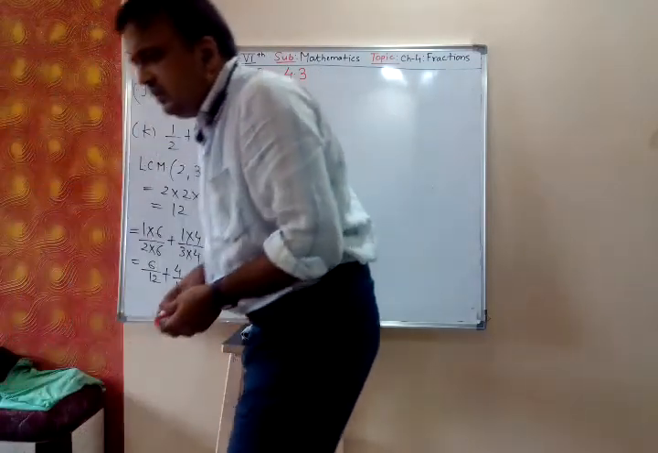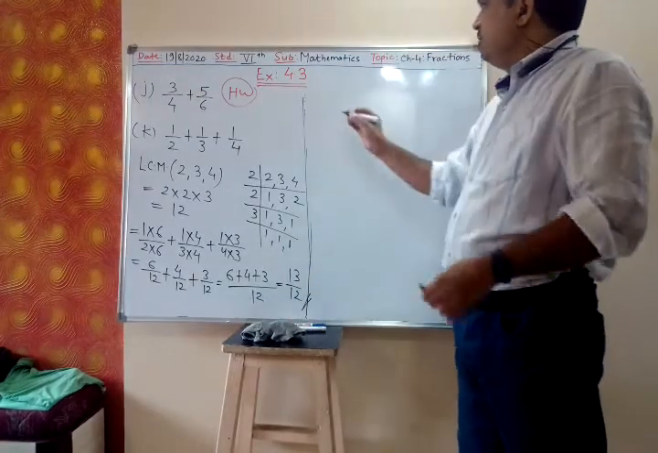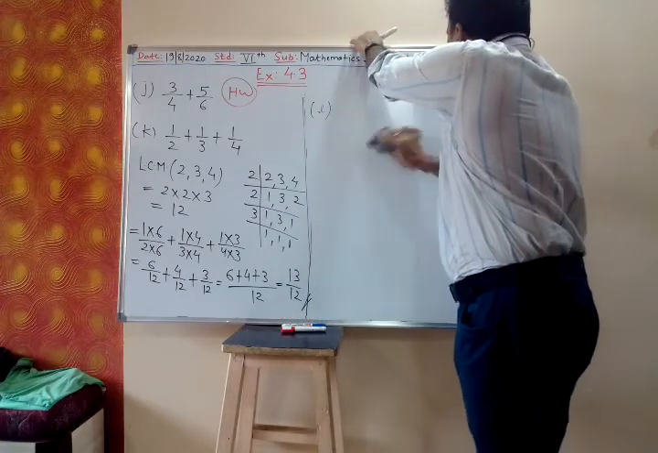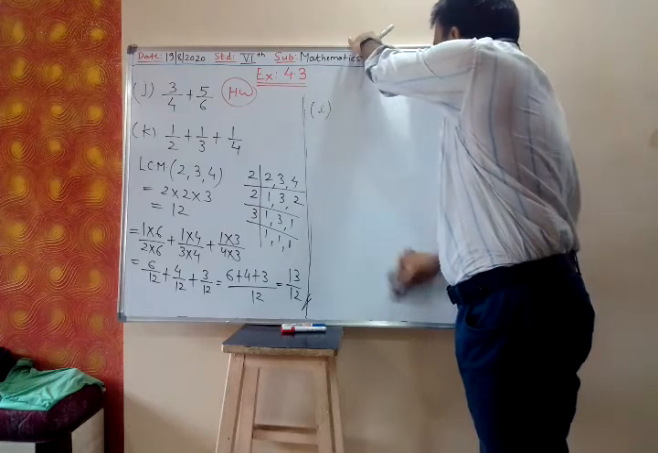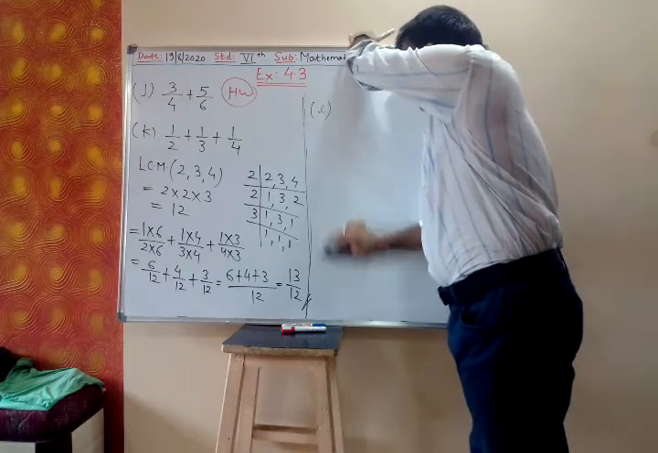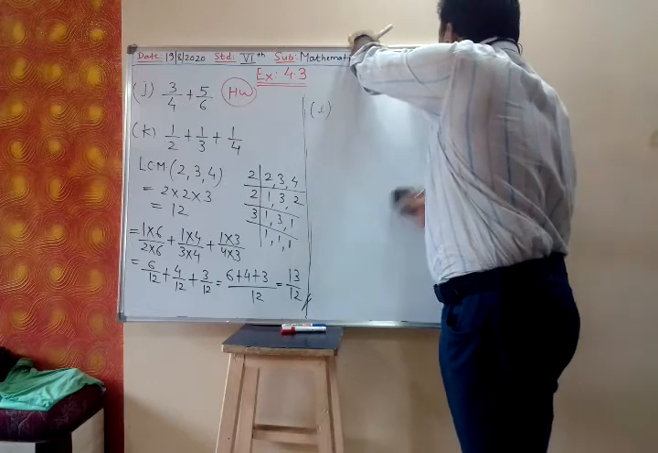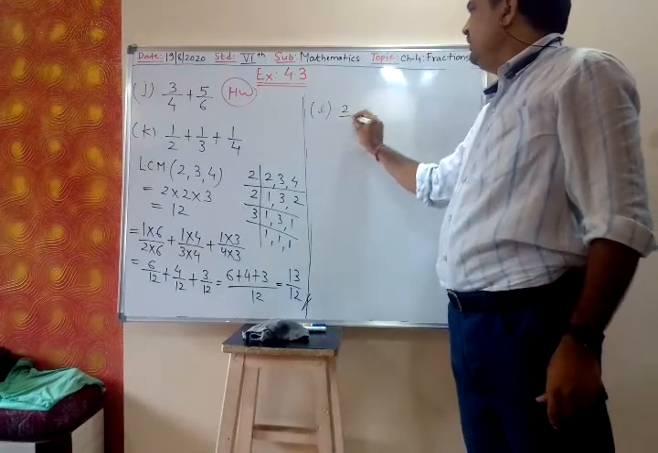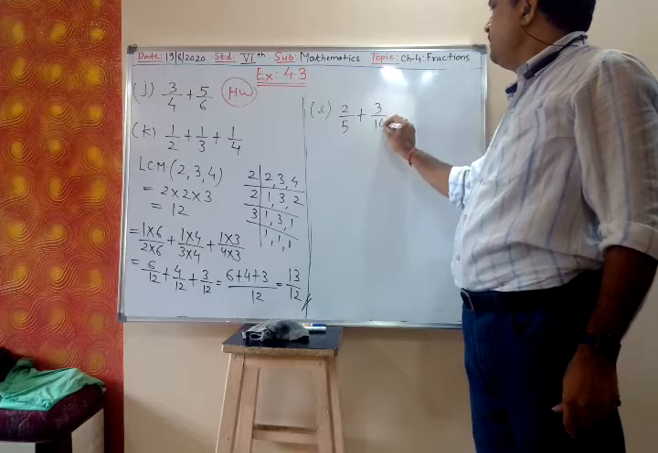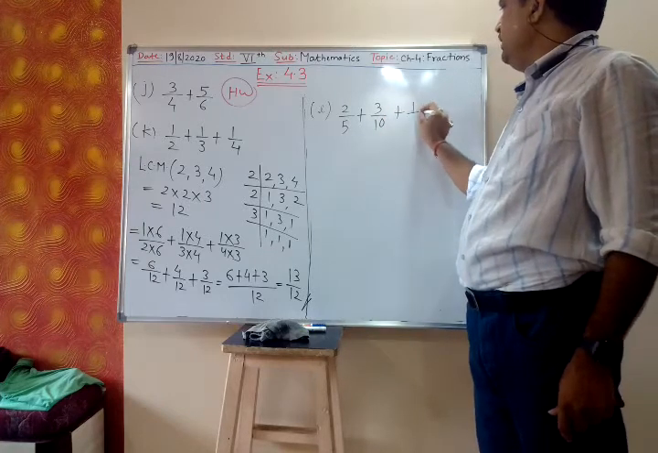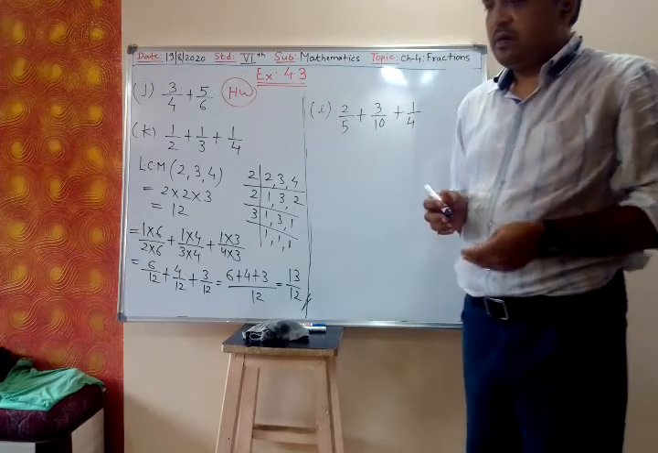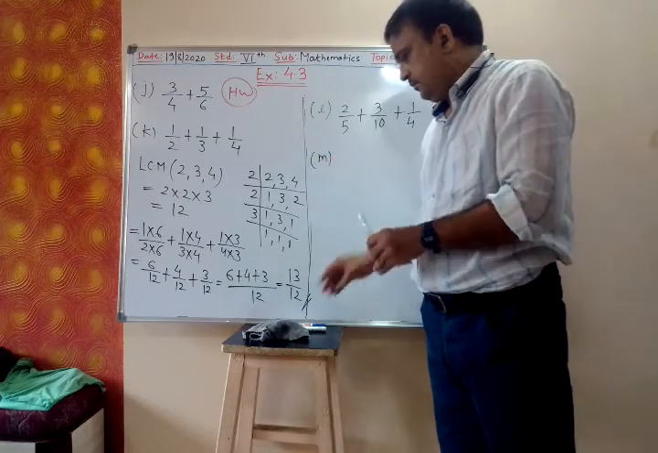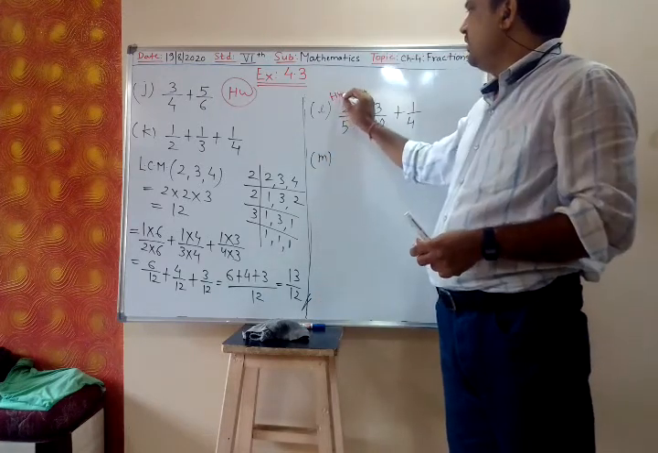Now K, L is 2 by 5 plus 3 upon 10 plus 1 upon 4. Always find the LCM using the division method if there are more than 2 fractions. So you have to find the LCM of 5, 10, 4. That you find out. So L is homework.